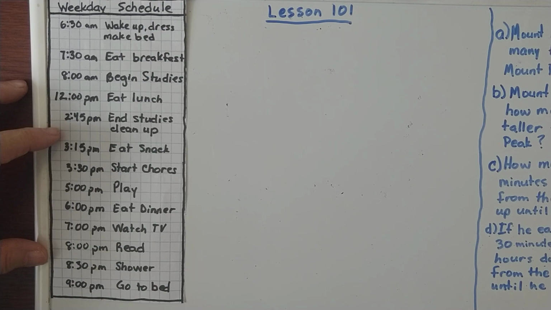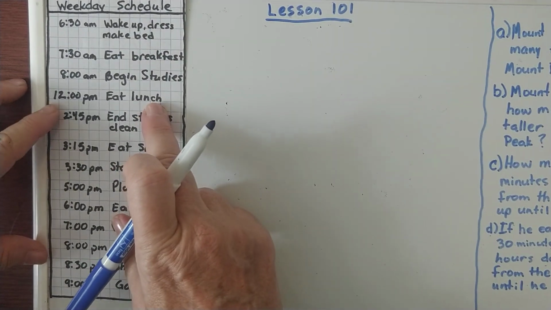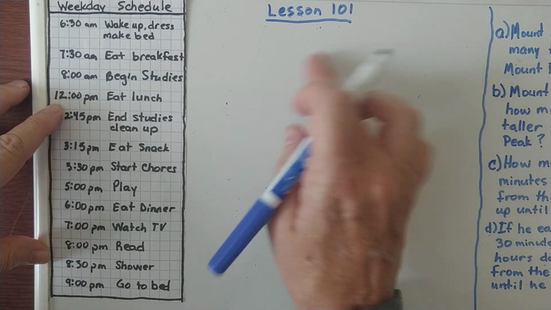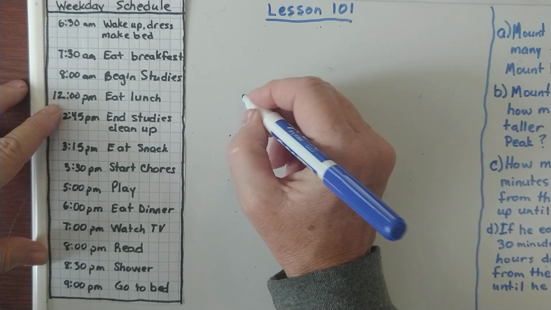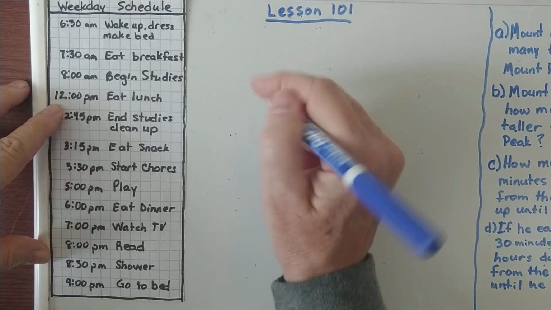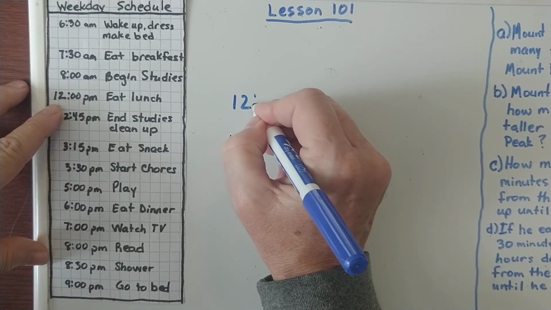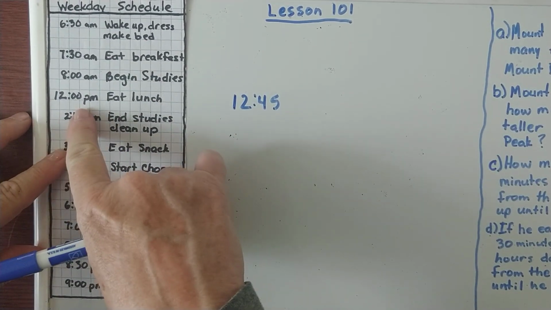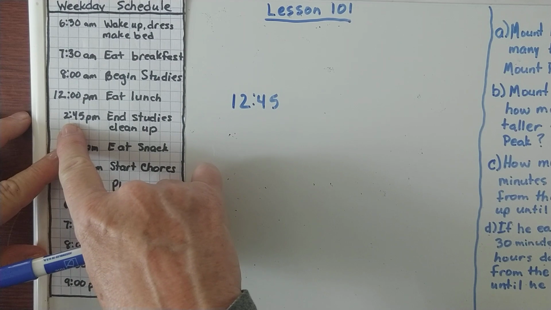All right, so the first question with this is, if lunch lasts 45 minutes, then how many hours does Michael spend studying? So lunch lasts 45 minutes. So we've got lunch right here. So lunch starts at 12 o'clock. So what time does lunch end? So if it lasts 45 minutes, it would end at 12:45. Okay, so he studies from 12:45 till 2:45.